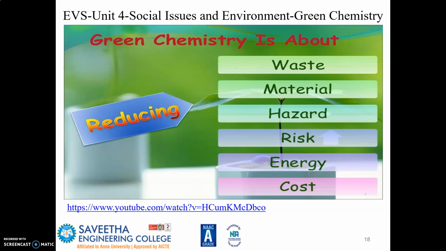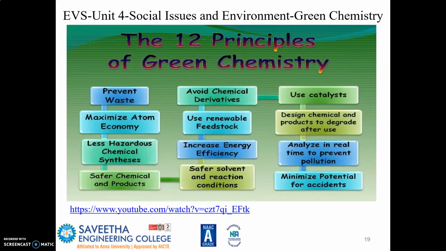The prime things we are going to discuss about green chemistry are how to reduce waste, material, hazard, risk, energy, and cost. Here we have highlighted the 12 principles of green chemistry: prevent waste, maximize atom economy, less hazardous chemical synthesis, safer chemicals and products, avoid chemical derivatives, use renewable feedstock, increase energy efficiency, safer solvents and reaction conditions, use catalysts, design chemicals and products to degrade after use, analyze in real time to prevent pollution, and minimize the potential for accidents.